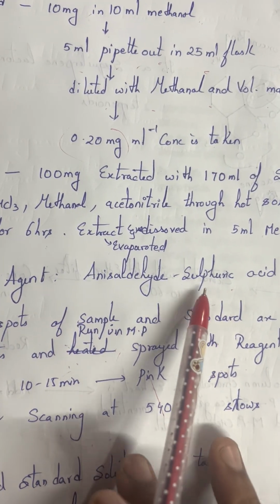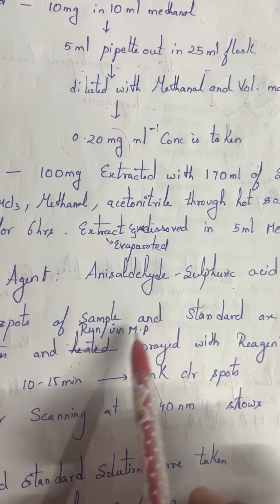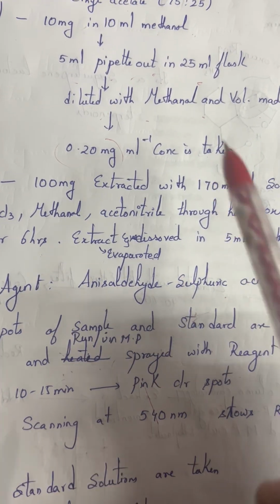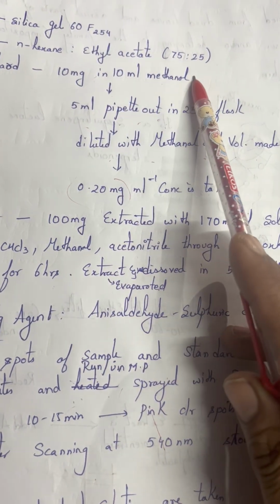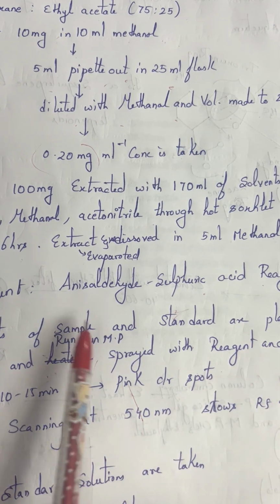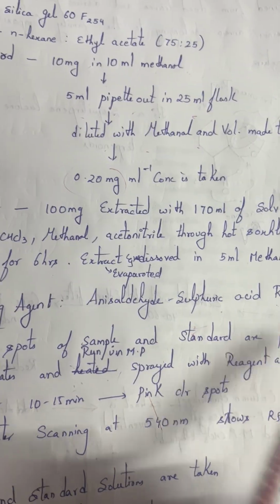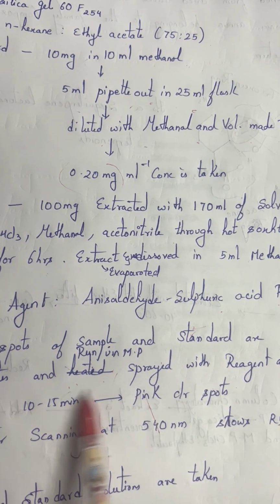Sample and standards are taken and then the spots are kept on the TLC plates and they are run in the mobile phase, that is n-hexane to ethyl acetate, 75 to 25. Then they are sprayed with the reagent. After running, they are sprayed with the reagent, that is anisaldehyde sulfuric acid reagent, and then heated at 110 degrees centigrade for 10 to 15 minutes.